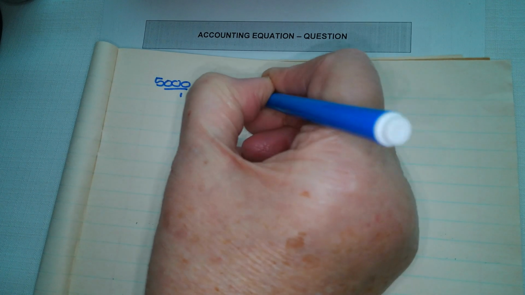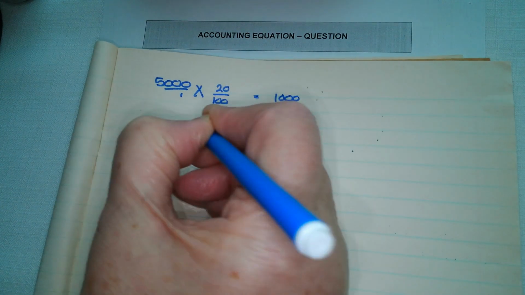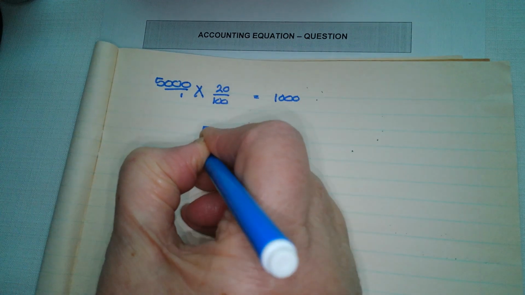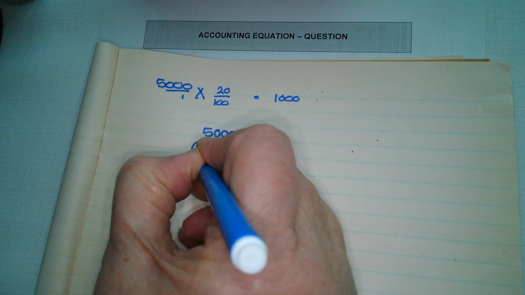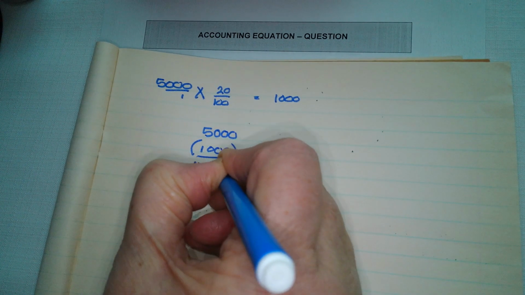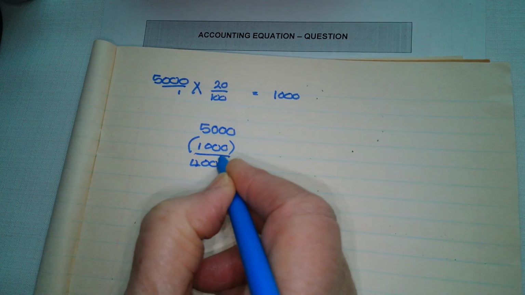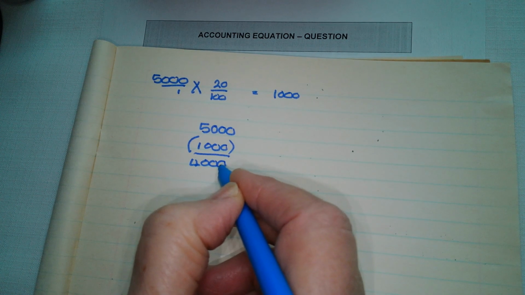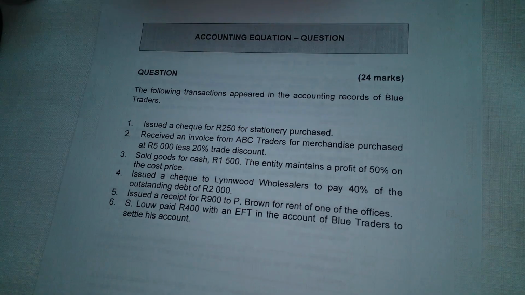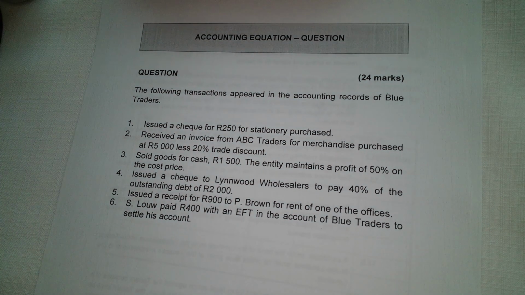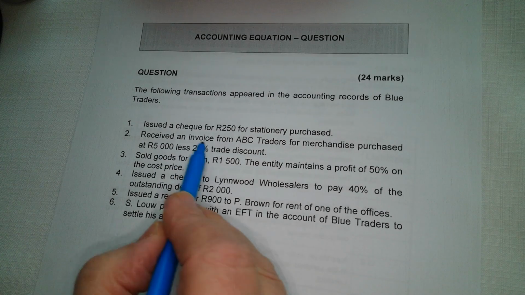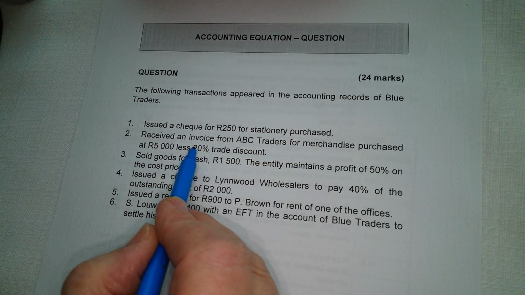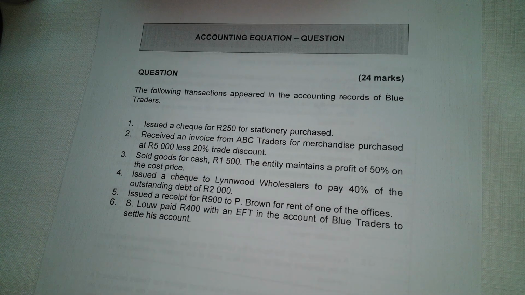So 20% is 1,000 rand. So when we receive the invoice, on the invoice we will have 5,000 minus the discount of 1,000. So what we actually pay for the goods is 4,000. So that's my purchase price. And that is the amount that I will pay or that I owe to the creditors. So the only entry recorded would be for the 4,000 rand. Now, if we look at this entry, receive an invoice for merchandise purchase, they don't say that we pay for the merchandise. So this is a credit transaction.